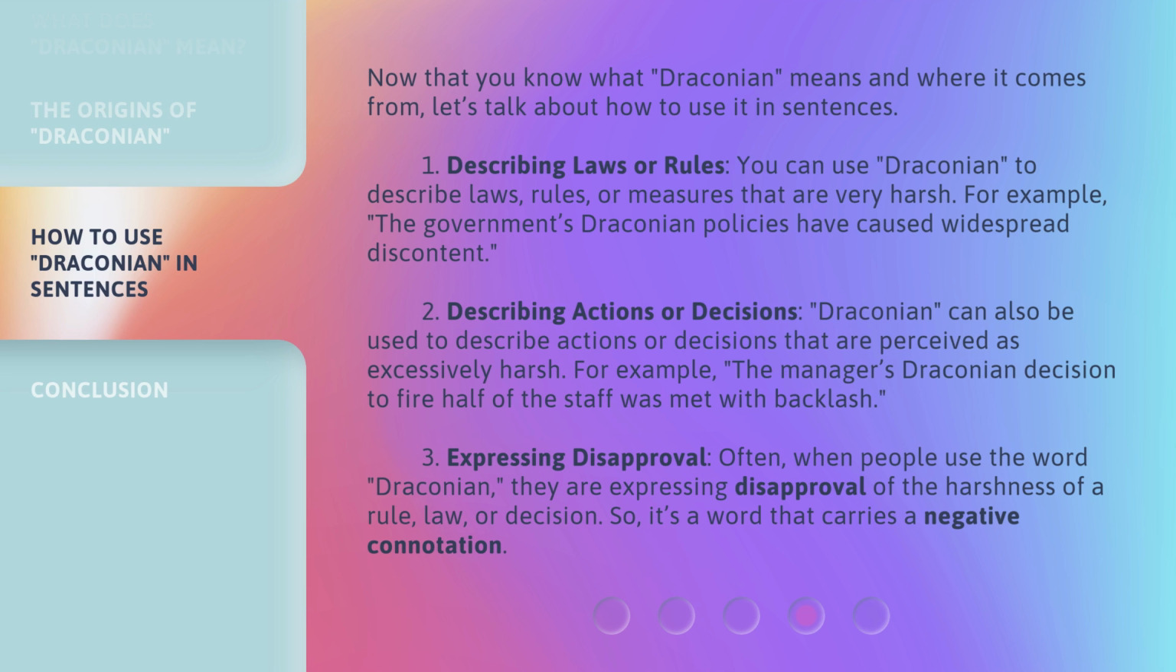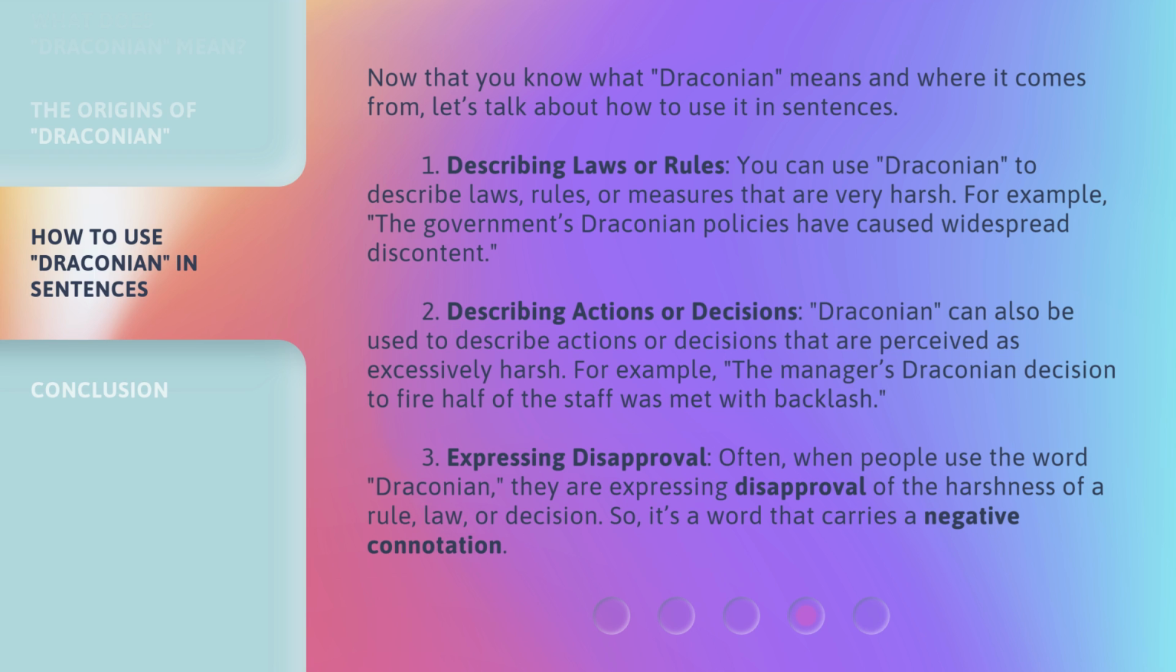2. Describing actions or decisions. Draconian can also be used to describe actions or decisions that are perceived as excessively harsh. For example, the manager's draconian decision to fire half of the staff was met with backlash.